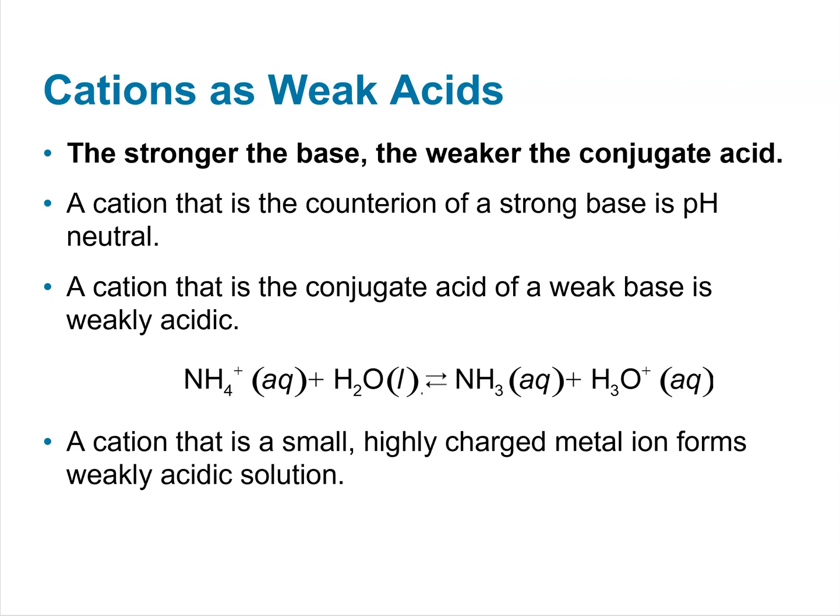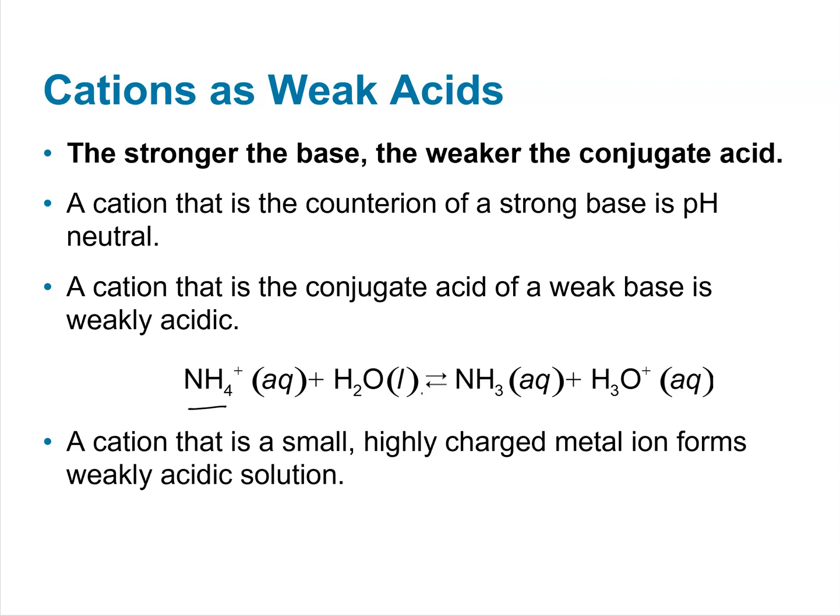This is a little redundant because I already described it on the previous slide, but just as we saw before, the stronger the base, the weaker the conjugate acid. So the stronger the acid, the weaker the conjugate base; the stronger the base, the weaker the conjugate acid. Anytime you have a true strong base, which is a strong electrolyte that fully dissociates, its cation is going to be neutral. And if you have a weak base, the cation, which is the conjugate acid, is going to be just weakly acidic. We actually did ammonium as an example, but let's revisit it.